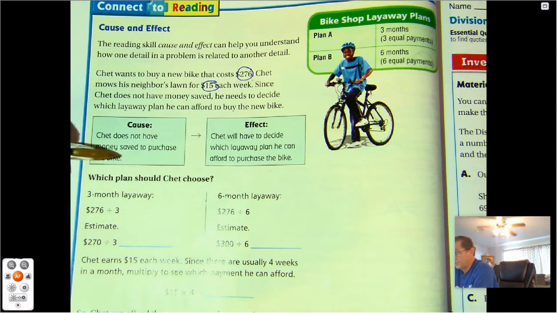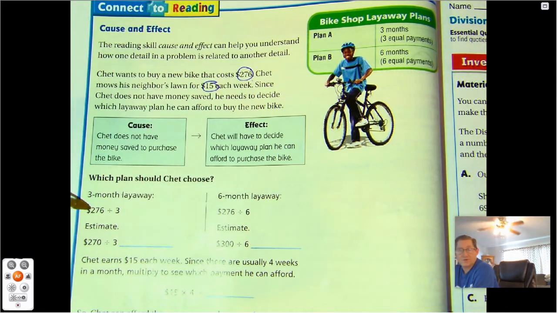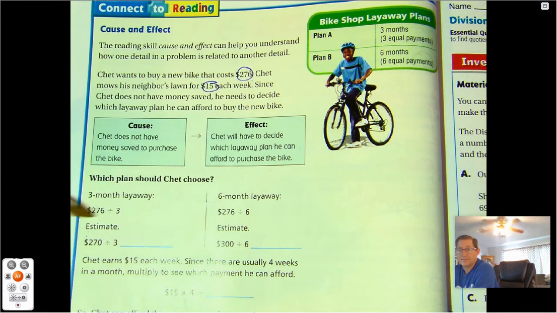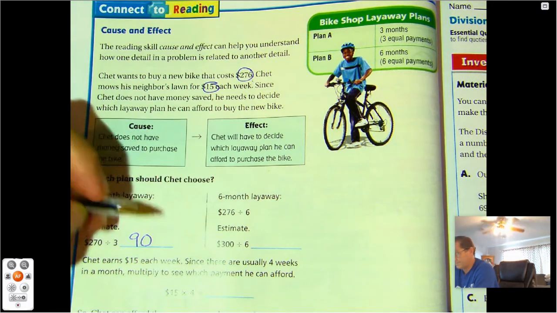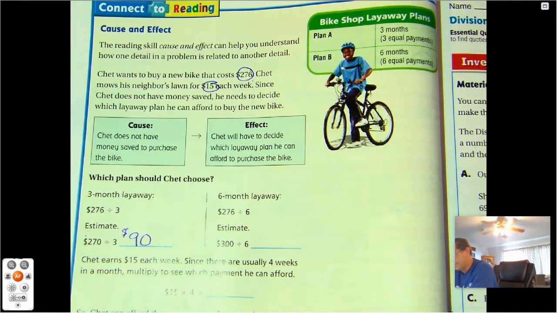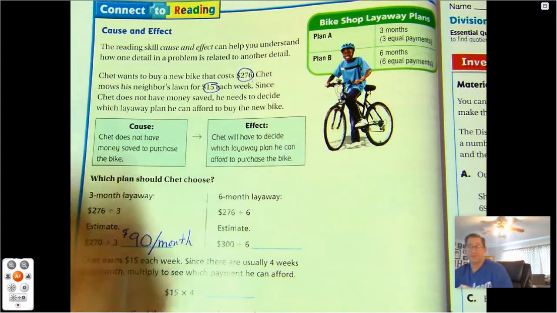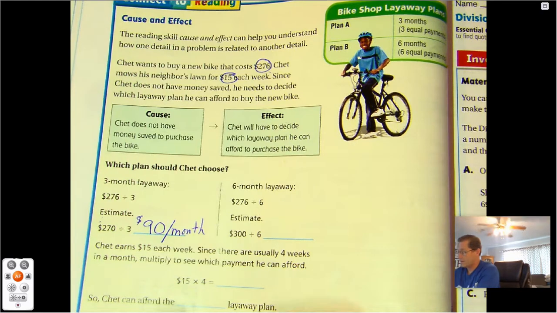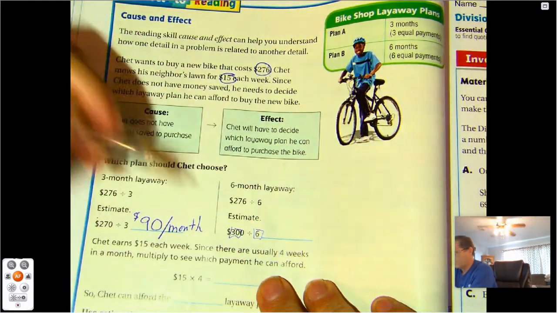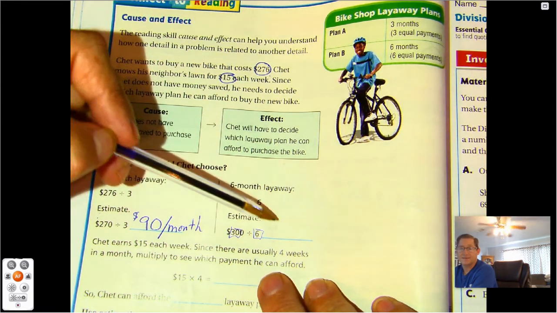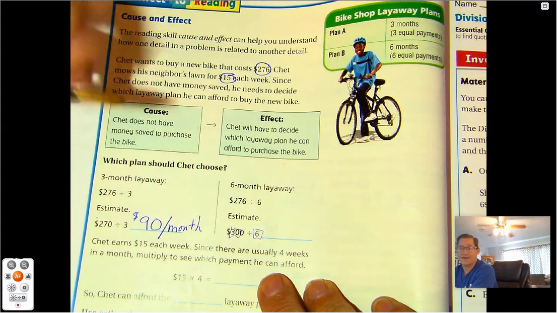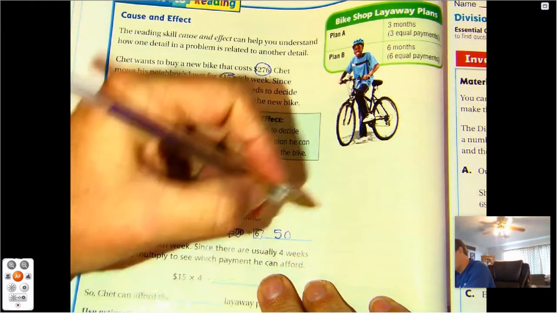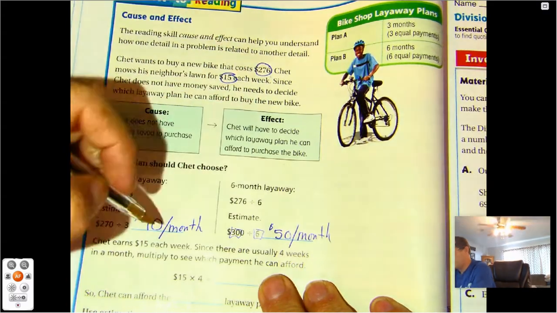So we're going to estimate 276 divided by 3. We're going to change 276 to 270 because 27 divided by 3 is easy to do. And that's going to give us $90 every month. About $90 per month he would have to pay on the 3-month layaway plan. On the 6-month one, 276, we're going to change that to 300 because 6 and 27 can't be divided easily. So we're going to go up to a multiple of 6 that is easy to do. So 30 divided by 6, that's about $50 per month.